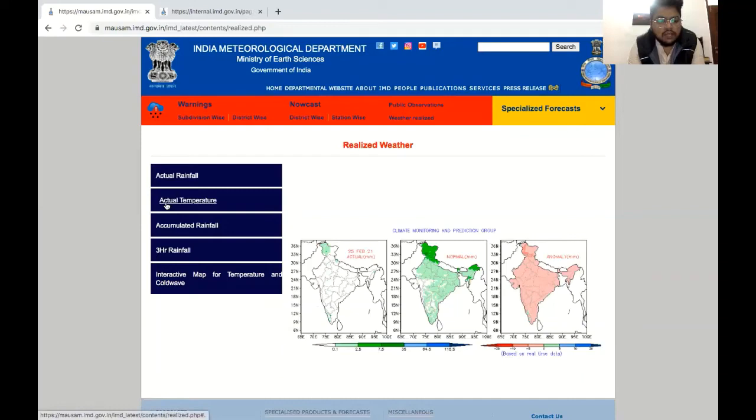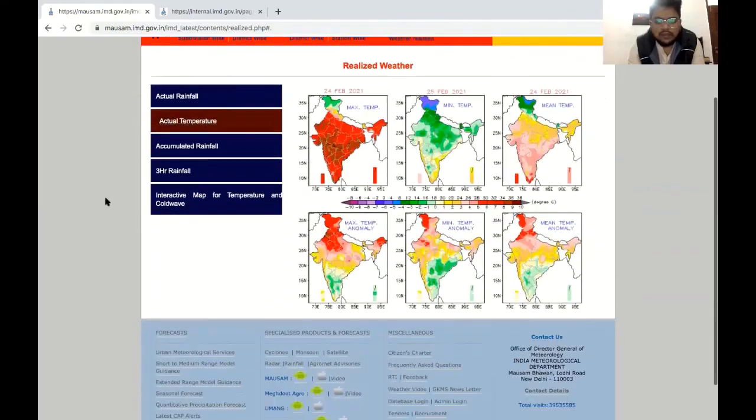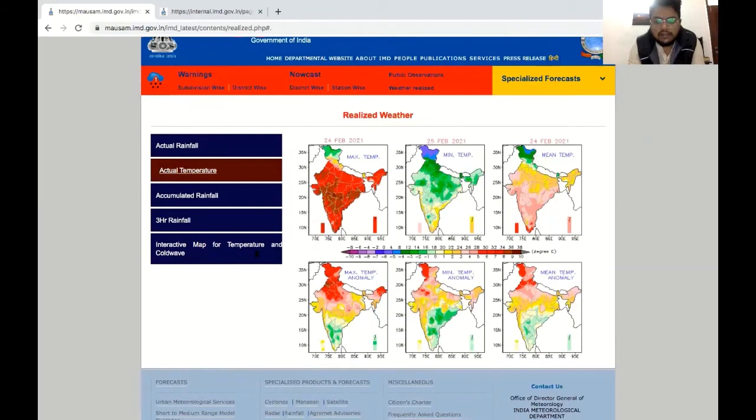Now we'll go to actual temperature. So here, this is the map for 24th of February. The minimum temperature map is for 25th of February, and the mean temperature map is again for 24th of February. So the first three maps are absolute temperatures, the temperatures that were measured, and the bottom three maps are anomalies. That is how much deviation there was from the normal temperature that should be there for this time of the year.